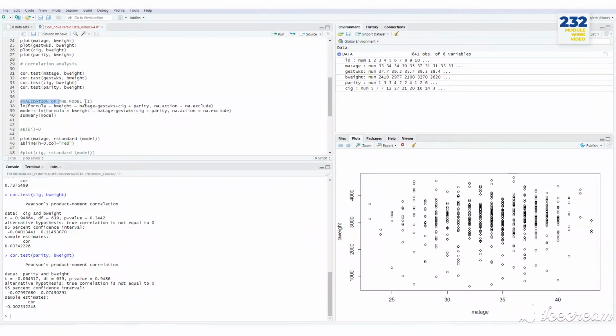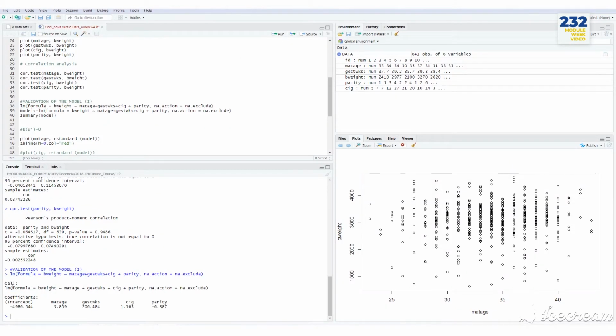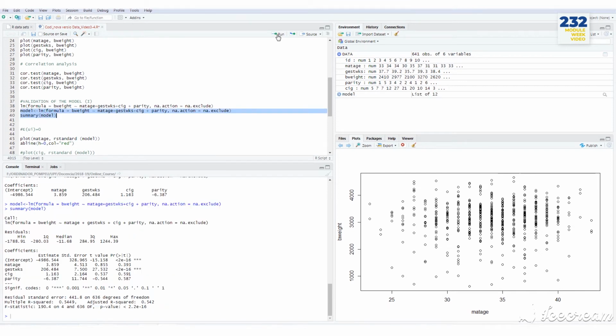The aim is to adjust the best linear regression model that explains the weight of newborns considering the maternal age, the gestational age, the birth order of the child, and the number of cigarettes per day. Therefore, it's a multiple linear regression model that includes 4 explanatory variables. The instructions in R to adjust the linear model are the following.